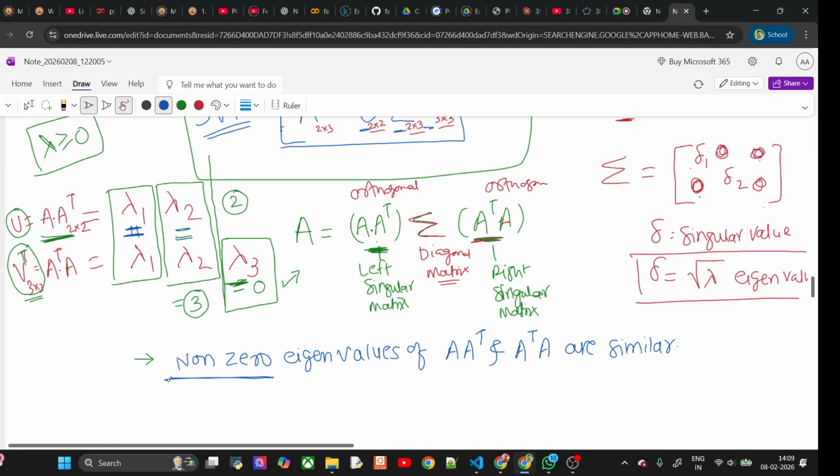So the question may ask: all eigenvalues of A into A transpose and A transpose A are similar, yes or no? What will be our answer? Murli sir, what will be our answer? Is it correct or not correct? Yeah, this is not correct.